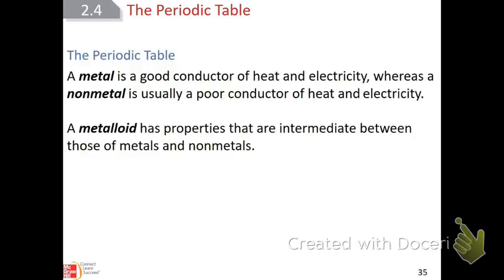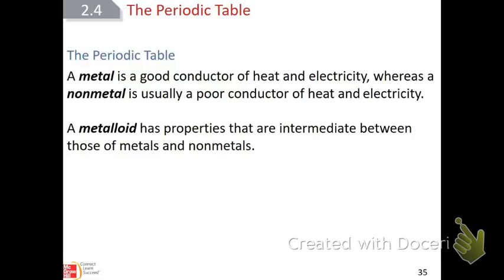And nonmetals are poor conductors of heat and electricity. As a matter of fact, oxygen and some of the other nonmetals like argon are such poor conductors that they're often used for insulators. All right? And then metalloids, they have properties of both metals and nonmetals.